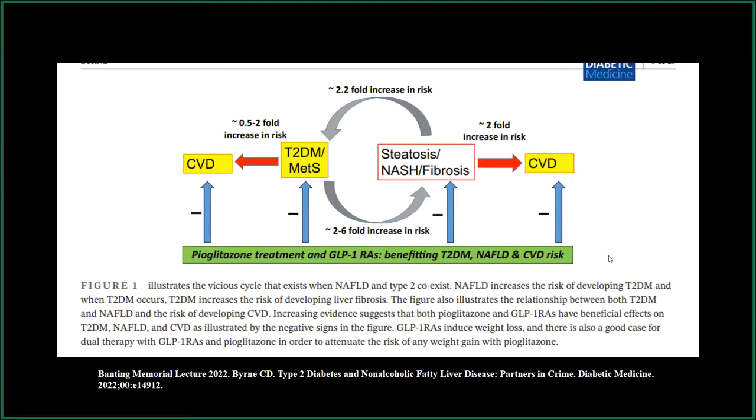And there are two particular drugs, the thiazolidinediones, the PPAR gamma agonists, and GLP-1 receptor analogs. Both have a significant impact on NASH and also on cardiovascular disease. So, you know, these are drugs that are of interest to study. This is from the Banting lecture from this year, looking at type 2 diabetes and NAFLD.